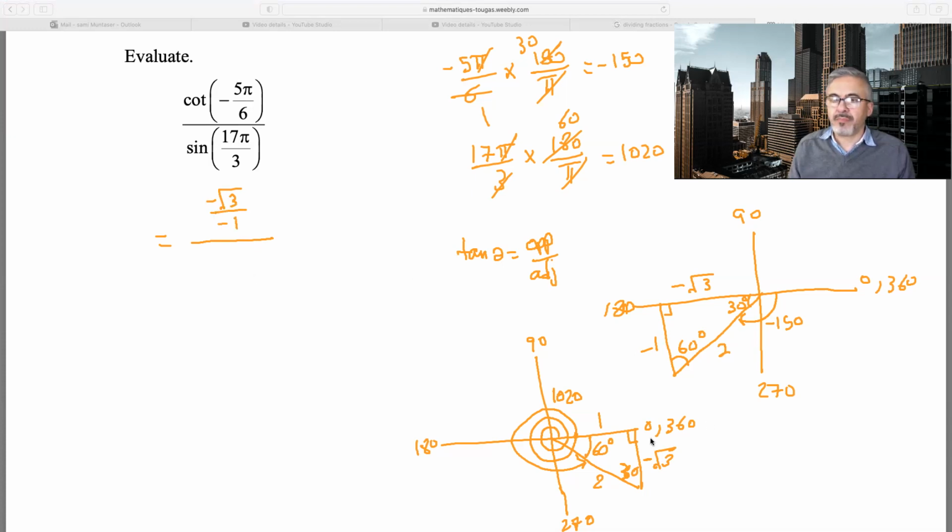And for the sine of 17 pi over 3, or 1020, it is opposite over hypotenuse, so that's negative √3 over 2. Now this will become negative √3 divided by negative 1, just √3. And since this is division, you change it to multiplication and you flip the divisor.